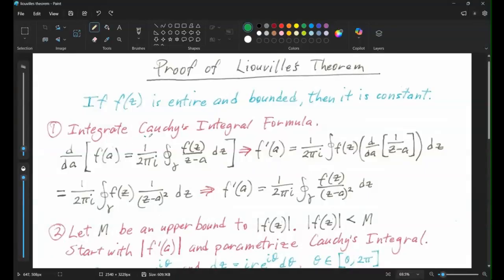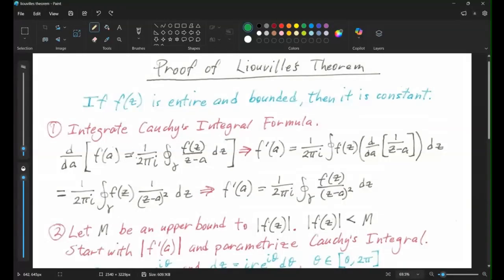We're going to use Cauchy's integral formula for this proof, which is just this here. And I'll include in the description a link to Cauchy's integral formula and the proof of it if you're interested.